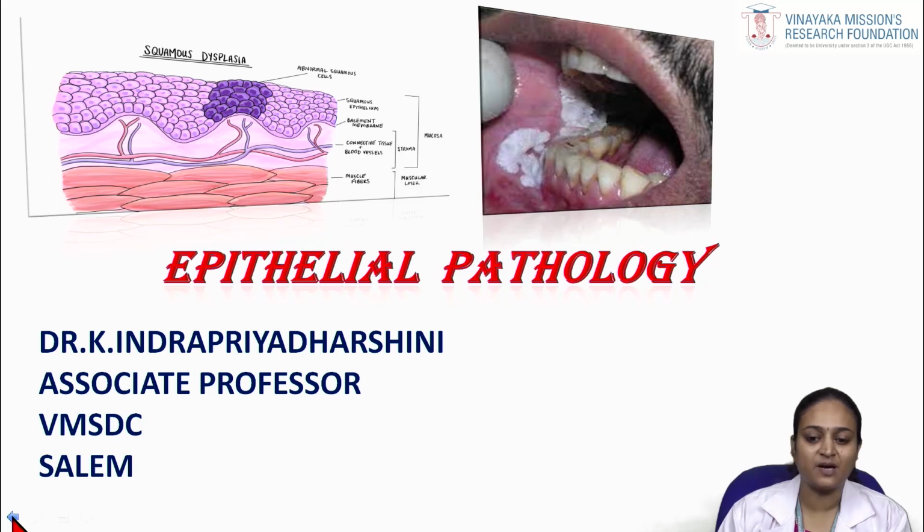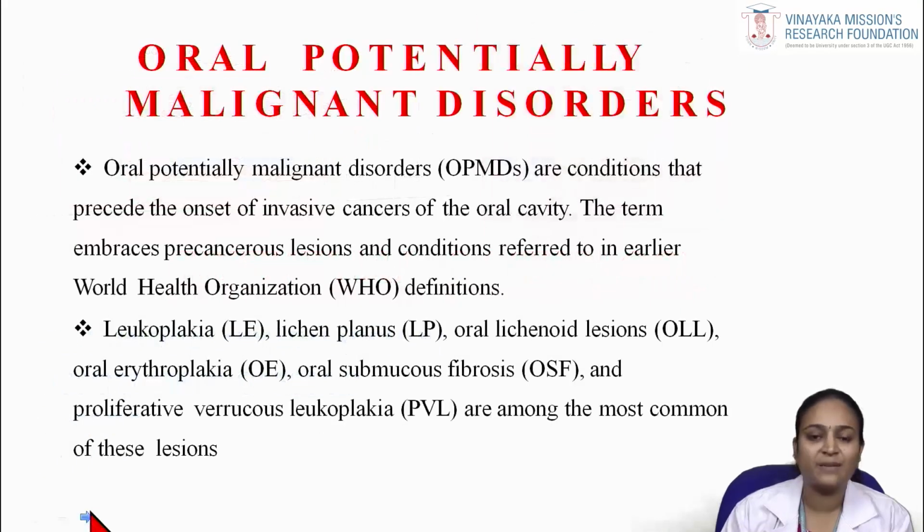Today we will be seeing about epithelial pathology. Move on to the topic, oral potentially malignant disorders. Oral potentially malignant disorder is the condition that precedes the onset of invasive cancer of the oral cavity. The term embraces oral cancer lesions and conditions, as referred to by the World Health Organization.